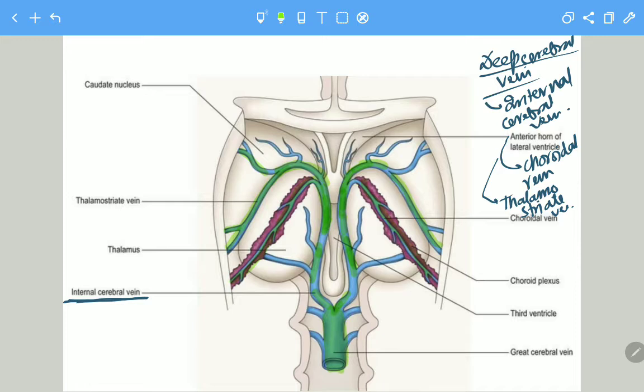So this is one of the deep veins. The pair of internal cerebral veins join to form the great cerebral vein of Galen, or great cerebral vein.